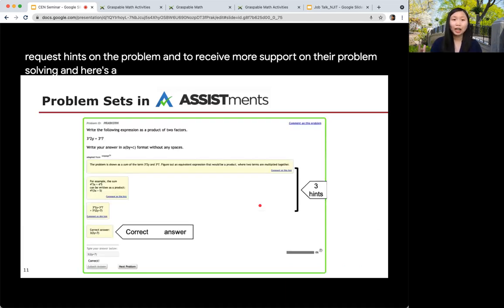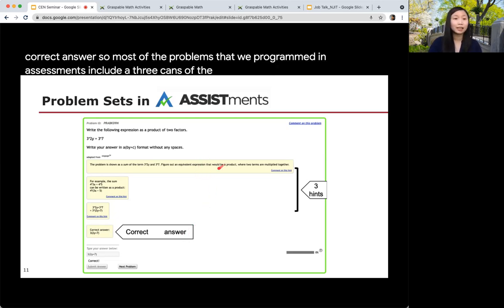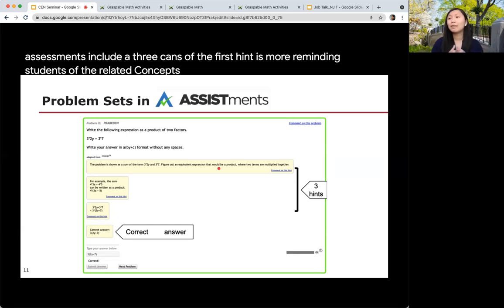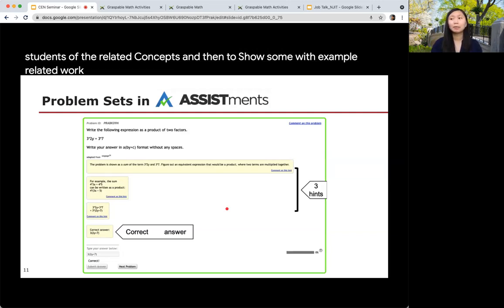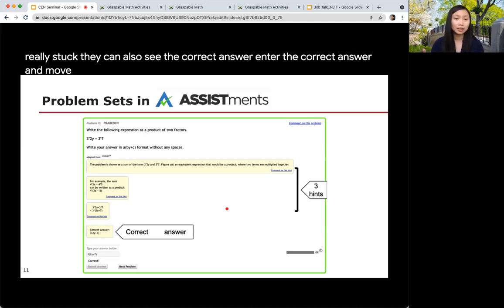And here's a screenshot of the problem with 3 hints and the correct answer. Most of the problems that we programmed in assessments included 3 hints. The first hint is more reminding students of the related concepts, and then 2 other hints show some related worked examples to help students solve the problem. And if they are really stuck, they can also see the correct answer, enter the correct answer, and move on to the next one.